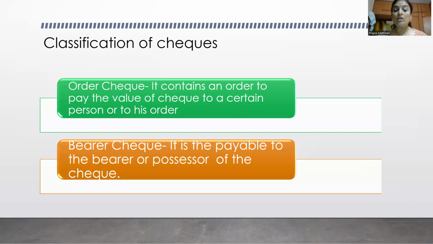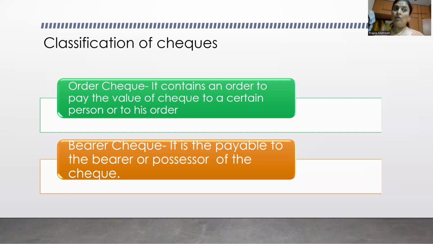What are the classifications of checks? There may be order checks, there may be bearer checks. Order check means it contains an order to pay the value of the check to a certain person or to his order. We will write the name of the person and he takes the money, so it is called an order check. Bearer check means we don't write the name. It is payable to the bearer or possessor of the check.